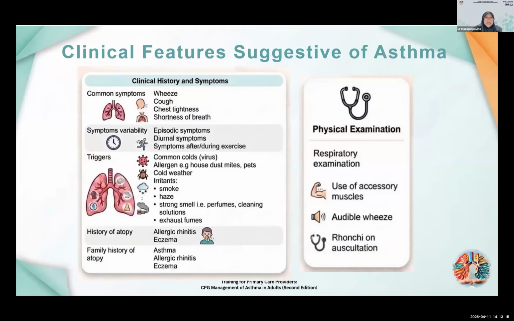So these are the usual clinical features for asthma: wheeze, cough, chest tightness, shortness of breath, okay? And symptom variability is very important. So it can be episodic. That's why it's based on the triggers. And then diurnal, usually late night or early morning. And then if the patient exercises, okay? So the common triggers, again: infection, common cold, allergen, cold weather, irritants, smoke, haze. History of atopy, allergy, rhinitis, and eczema, and then family history of atopy.